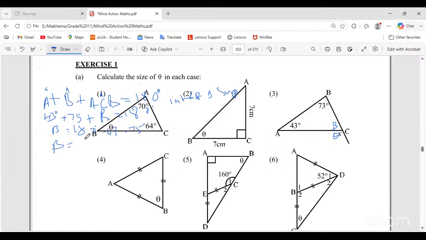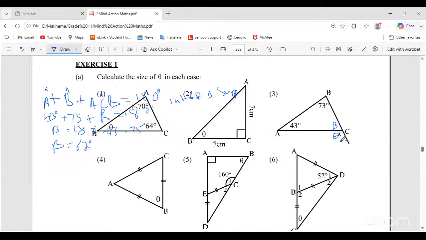Okay, my beta now is equal to, I punch my calculator, 180 degrees minus 45 minus 75. I now get 62 degrees. Okay, that is beta. I haven't answered the question yet. The question wants us to find theta.